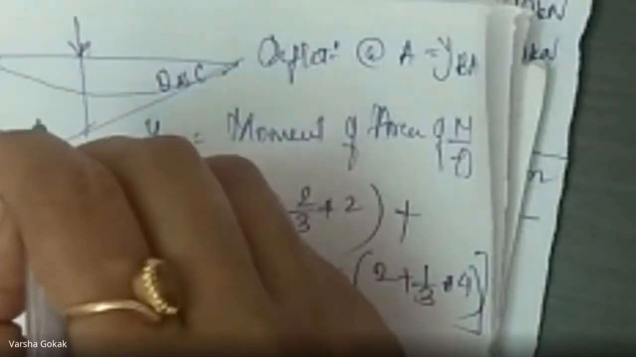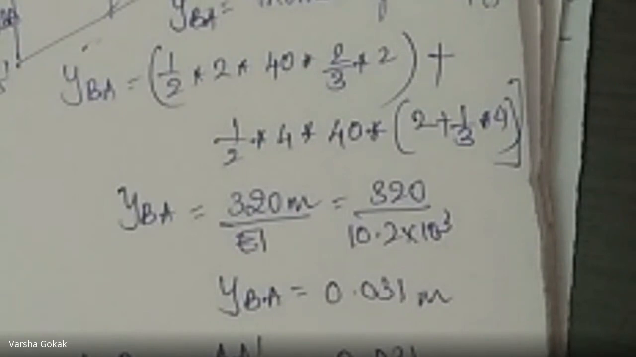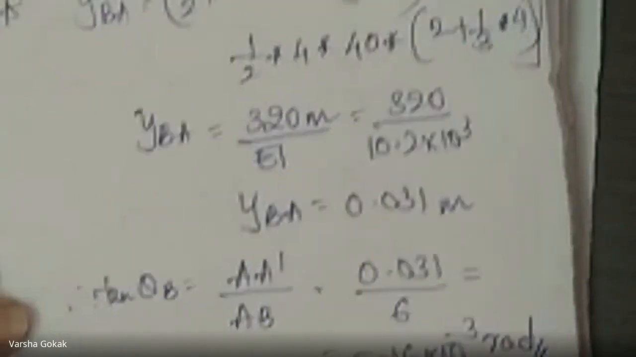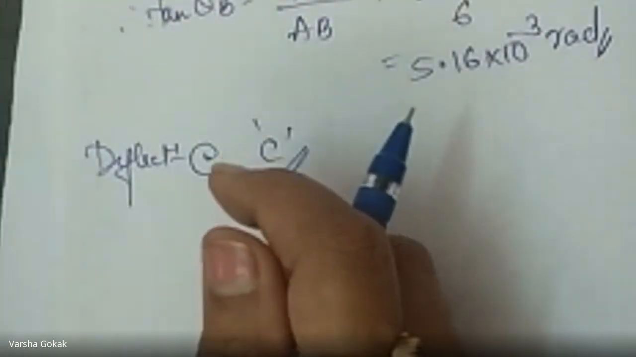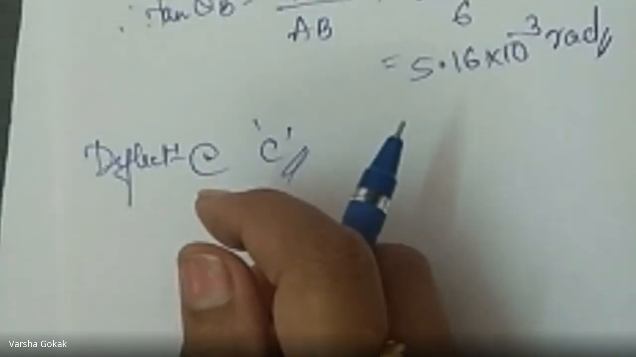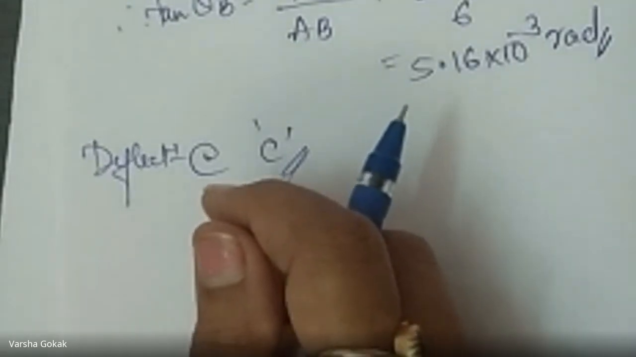Now we want to find the deflection at the center point, as we did yesterday. So we'll calculate the deflection at C. How do we calculate the deflection at C? Can anyone tell me how to find the deflection at point C?